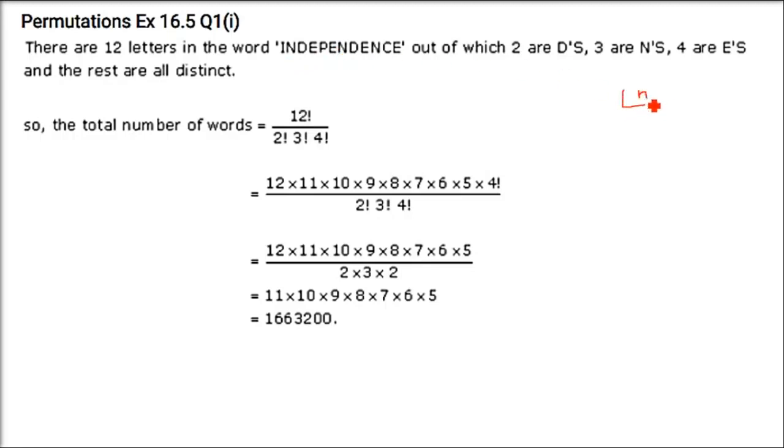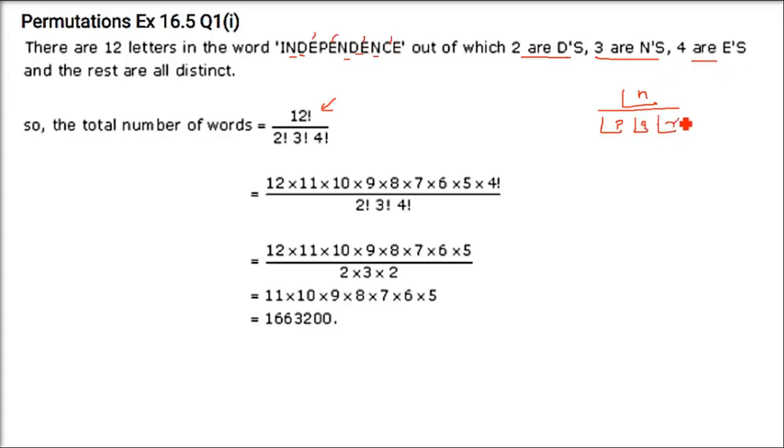In these 12 letters, we always know how to solve it: factorial n by factorial p, q, where n is the total number and p and q are the repeated letters or repeated objects. So how many are there? Factorial n, it is 12. How many are repeated? There are 2 d's, 3 n's, and 4 e's.